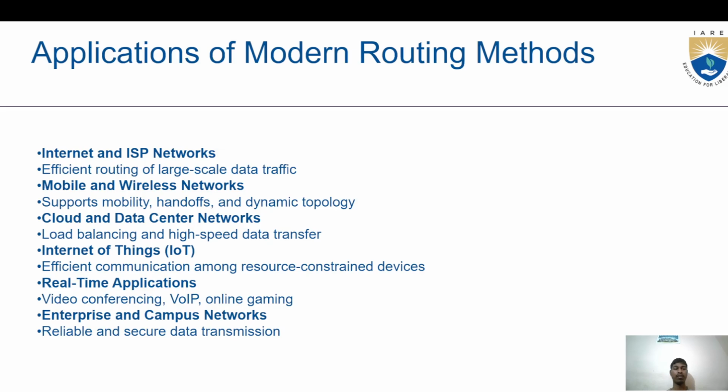Mobile and wireless networks, such as 5G, 4G, and so on. Mobility handoffs and dynamic topology. Cloud and data center networks. These cloud and data center networks store a lot of data, with load balancing and high-frequency, high-speed data transfer. Internet of Things: efficient communication among resource-constrained devices. Real-time applications such as video conferencing, VoIP, online gaming, video streaming, and so on.